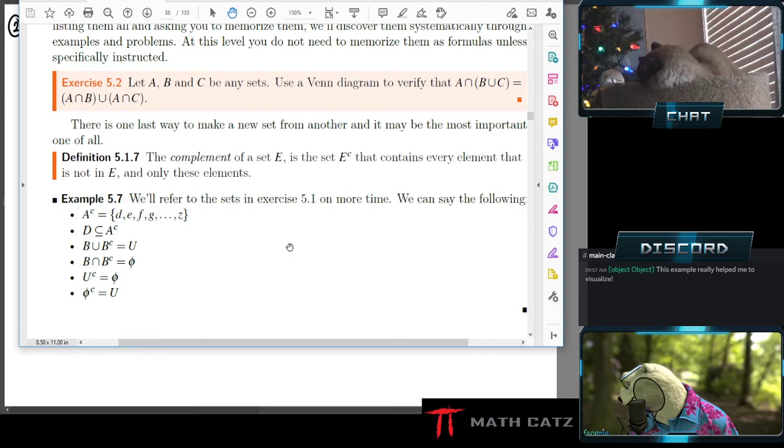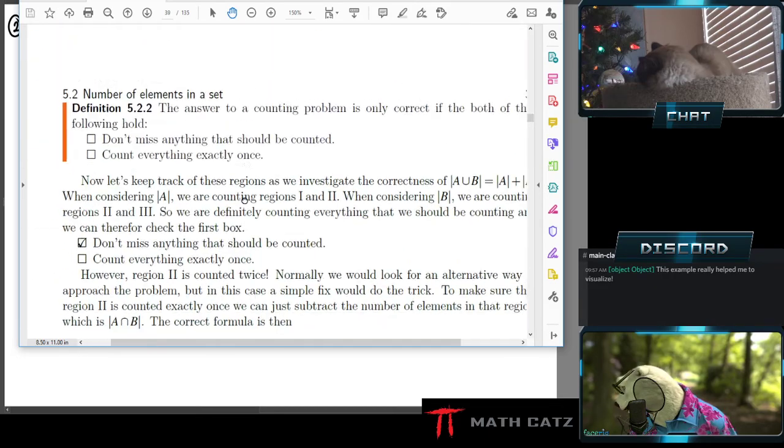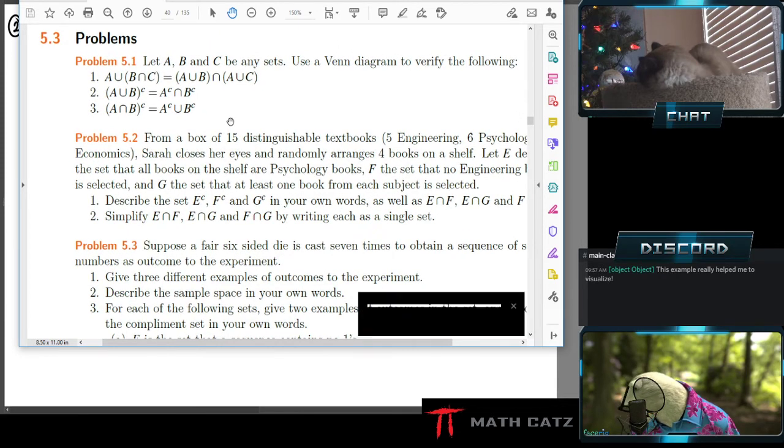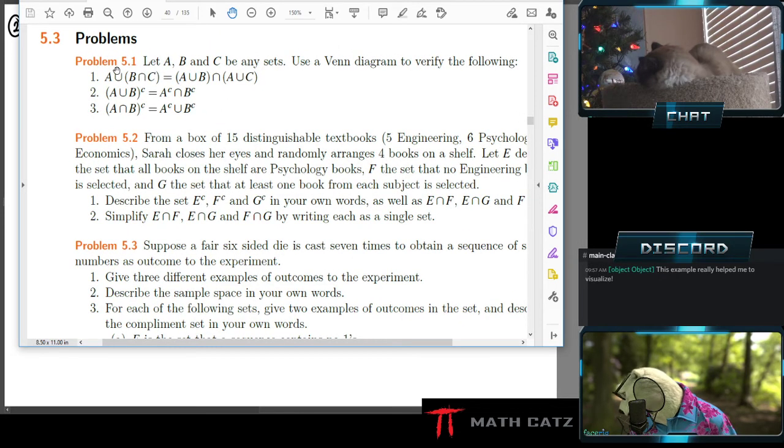Okay, so let me refer to a problem now before we head into this next bit. You'll see that problem 5.1 is very similar. Same wording. Use a Venn diagram. It specifically says use a Venn diagram. There are other ways to do this, more algebraic ways. That's not what it's asking. It's asking you to draw the Venn diagram. Use color. Do what you can to help yourself to verify something is true or not, some equation, right?